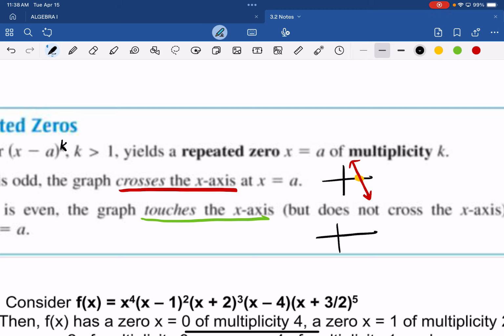Versus, if we have a multiplicity that's even, we're just going to touch there and keep going. So we don't actually cross. We touch it, but we don't cross it. Do we all see the difference? So this is why we talk about multiplicity. Multiplicity tells us what happens at the x-intercept.